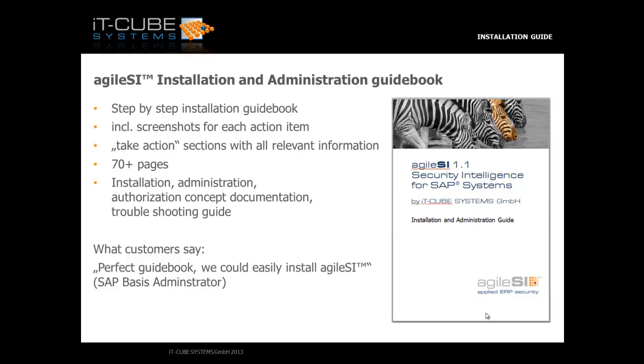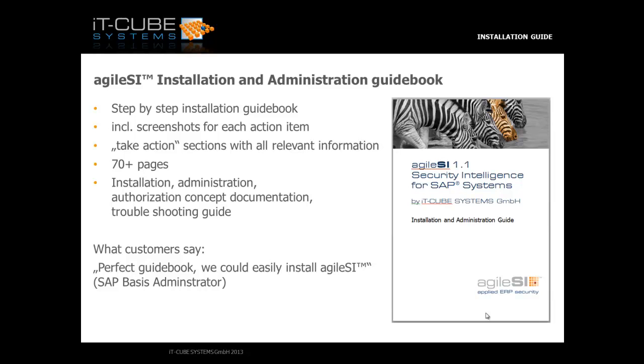The following will give you a closer look at the installation process. In our guidebook you will find further details. There are two parts of the agileSI installation. There is the import of transports and the configuration work on the SAP server on the one hand, and on the other there is the agileSI configuration frontend to set up and run agileSI.